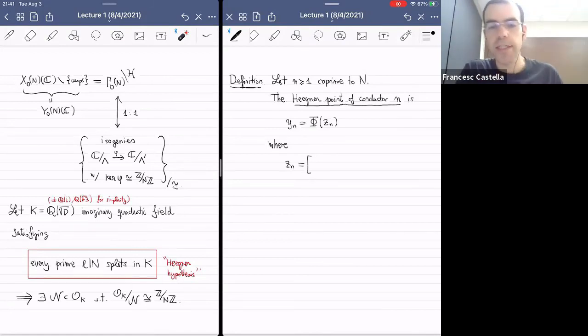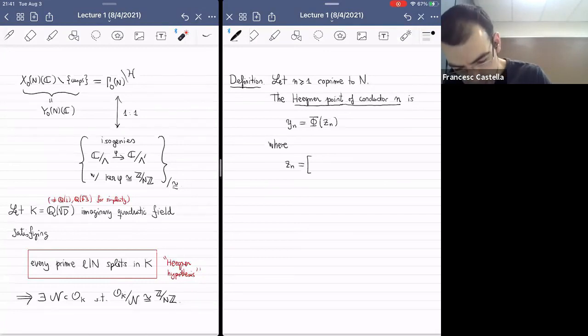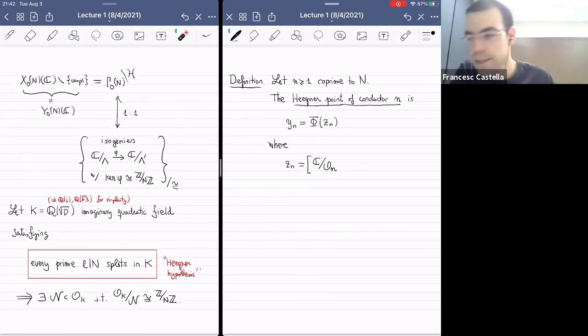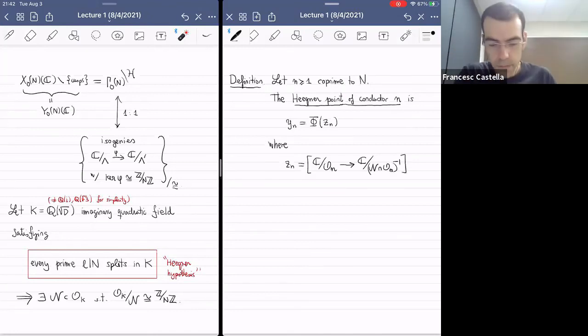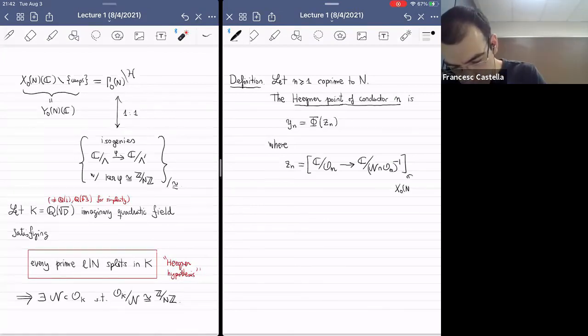is going to be the isomorphism class of the following isogeny, a cyclic isogeny between elliptic curves over C. We're going to look at C modulo O_n, this order, and then just the natural map, the identity on the complex numbers, gives rise to an isogeny between C mod O_n and C modulo this other lattice. Okay, so by the theory of CM, this point z sub n is going to be a point on X_0(N) defined over H_n.